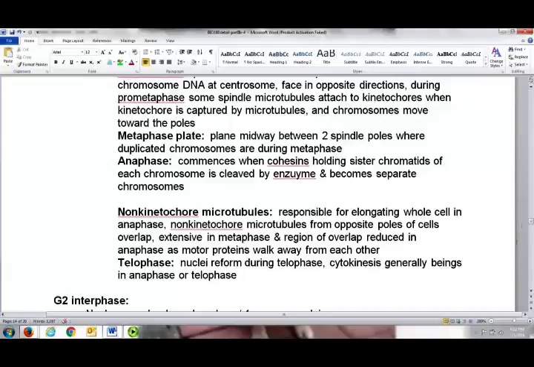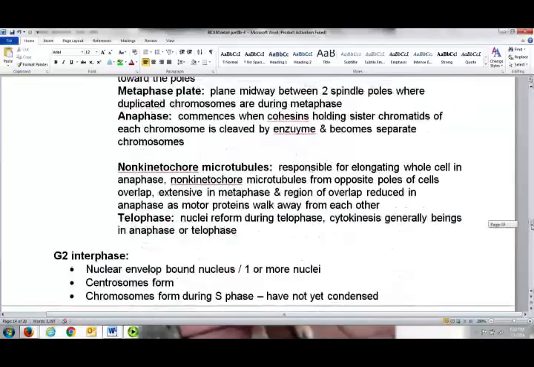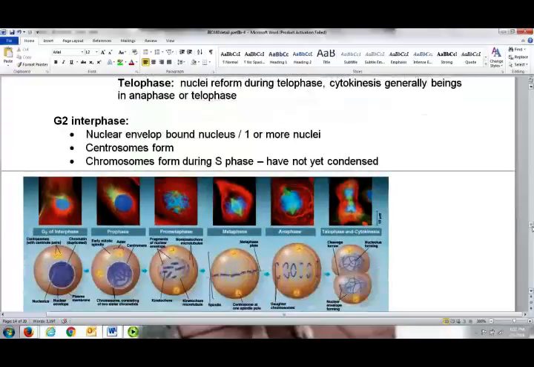During telophase, you're going to have the nuclei reform. Cytokinesis generally begins in anaphase or telophase. Again, the exact timing of that is going to depend on the cell type. So when we look at G2 of interphase, your nuclear envelope is going to have 1 or more nucleoli in it. Your centrosomes form, and chromosomes are duplicated during the S phase, but they have not yet condensed.